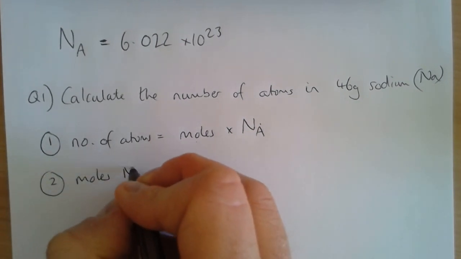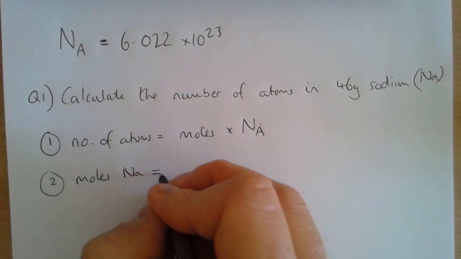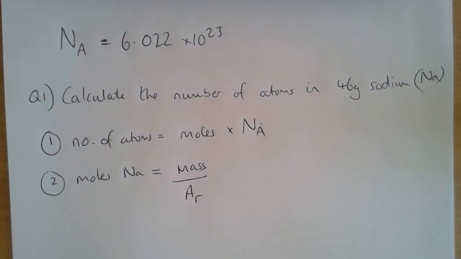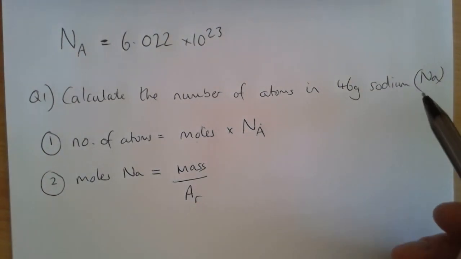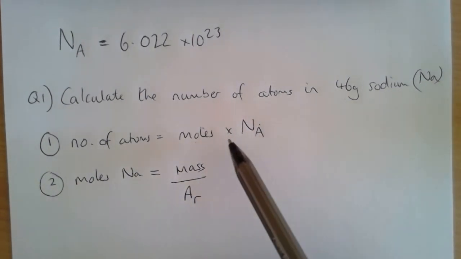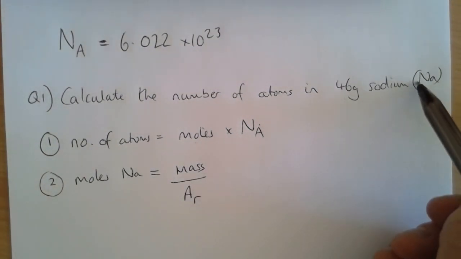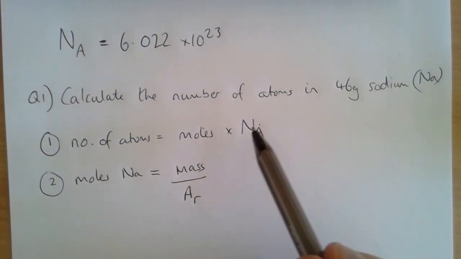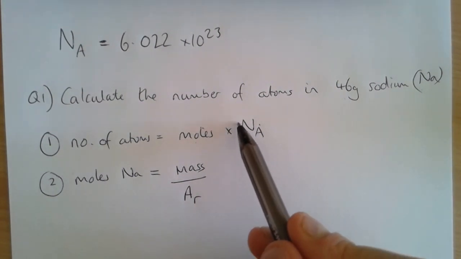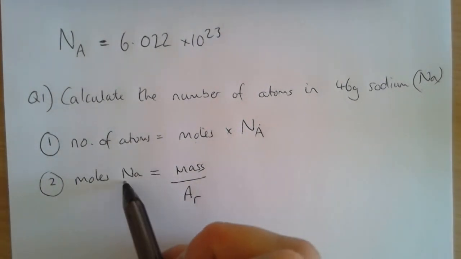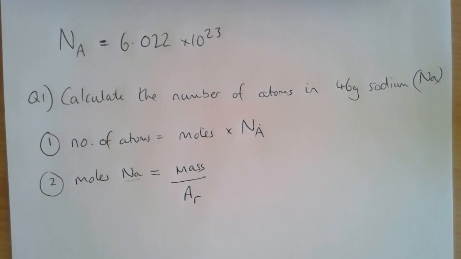So the moles of Na, which is this one here, is going to be equal to the mass of it divided by its relative atomic mass. And remember that symbol there, capital A with a small subscript r, is the symbol for relative atomic mass. Now I've chosen Na here just to emphasize that actually we use two very similar looking symbols. Na, the element, is a capital N with a small a after it. The symbol for the Avogadro constant is a capital N with a subscript capital A. So there is a difference between those. Na there is for the element, that there is the Avogadro constant.